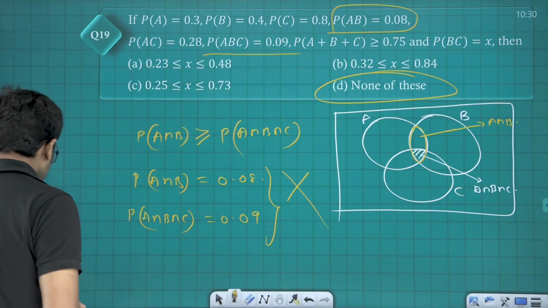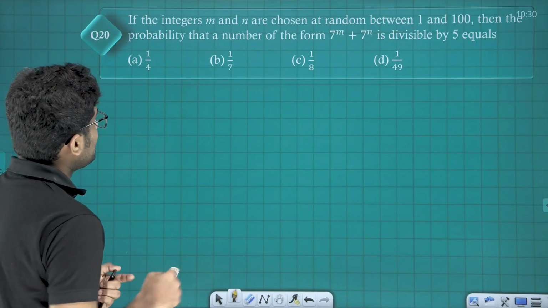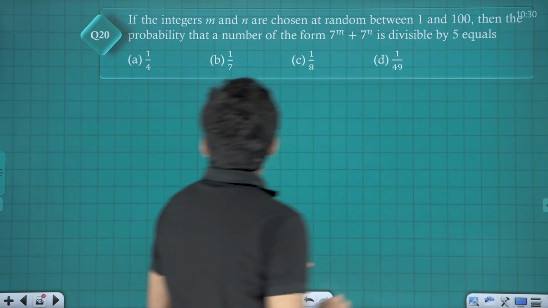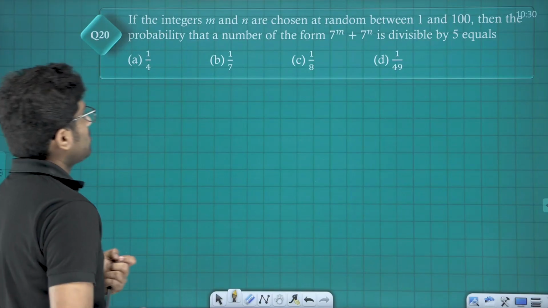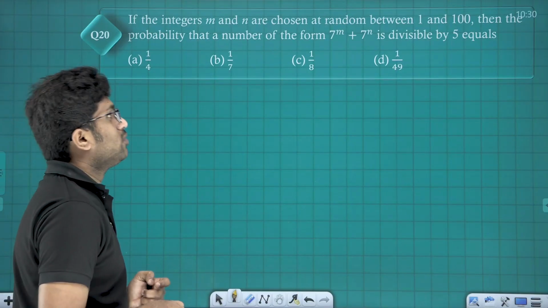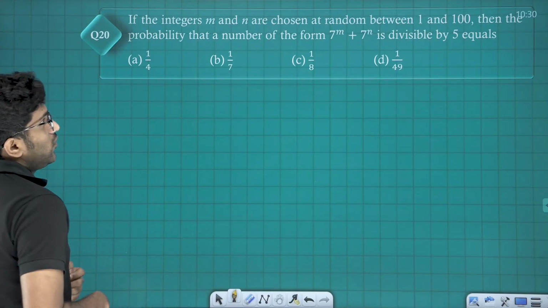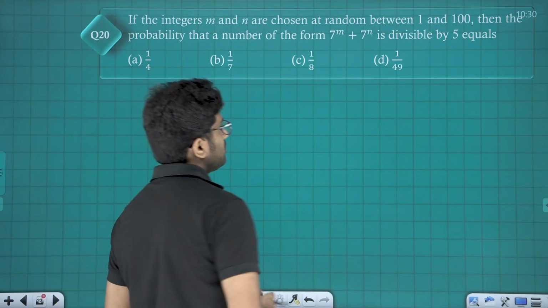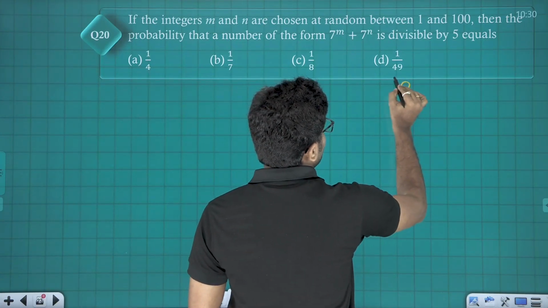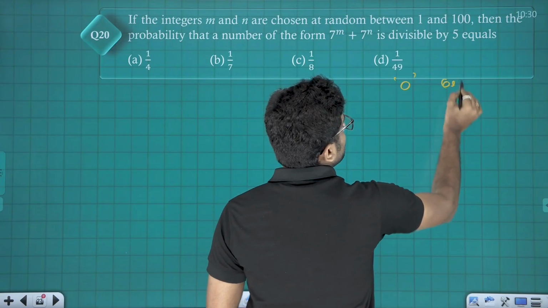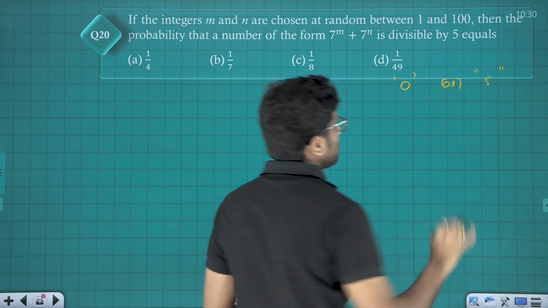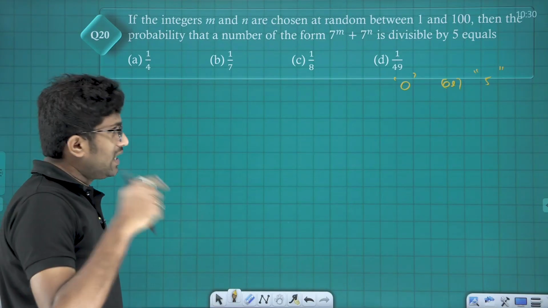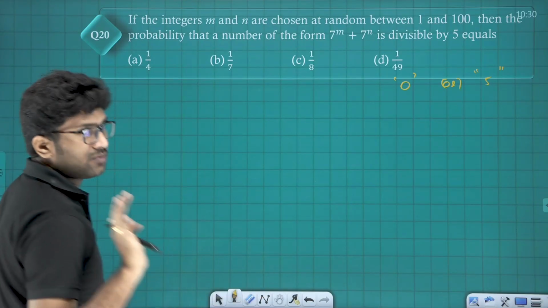Next question. If the integers m and n are chosen at random between 1 and 100, then the probability that the number of the form 7 power m plus 7 power n is divisible by 5 is equal to? Any number divisible by 5 will always end with either digit 0 or 5, friends. So if the number ends with 5 or 0, then it is divisible by 5.